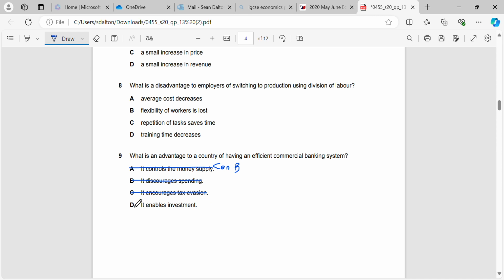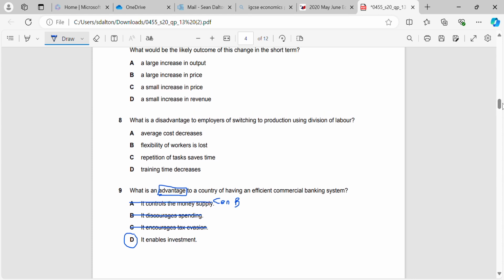But what an advantage would be is if it enables investment to come into the industry, okay, or to come into the country even. So having an efficient commercial bank system may allow multinational companies to come to our country and to be able to obtain loans in that country and therefore to be able to make investments which will benefit the economy of the country where the multinationals are locating.